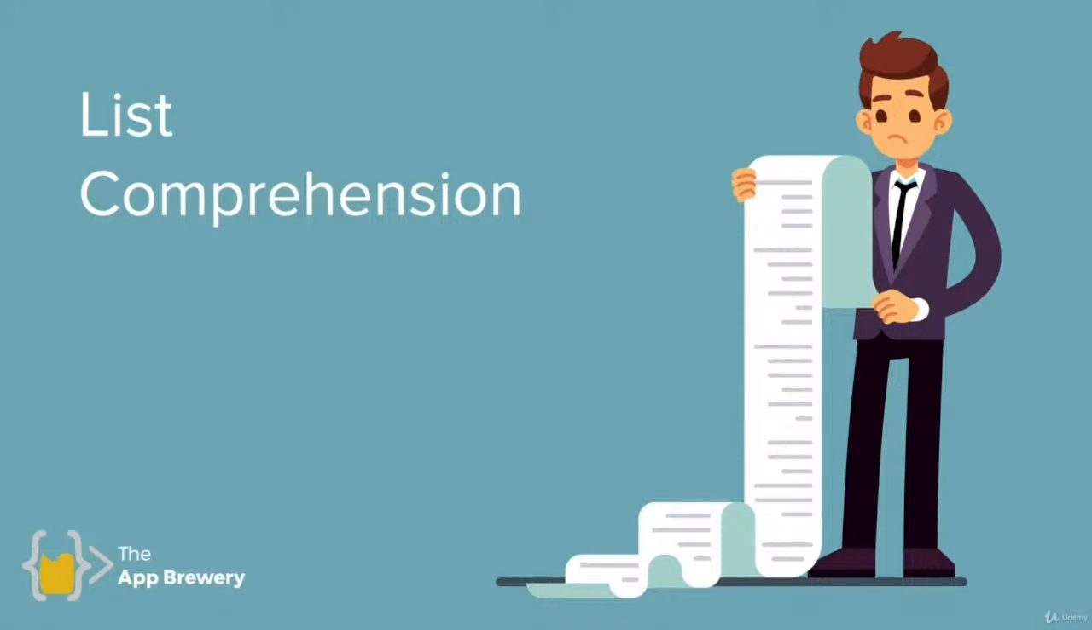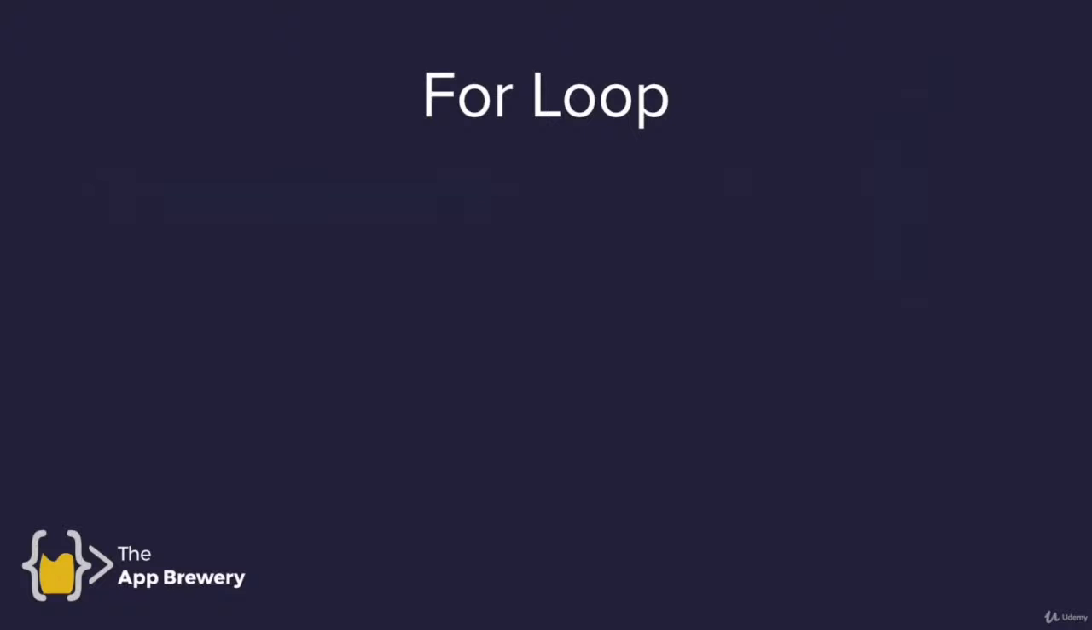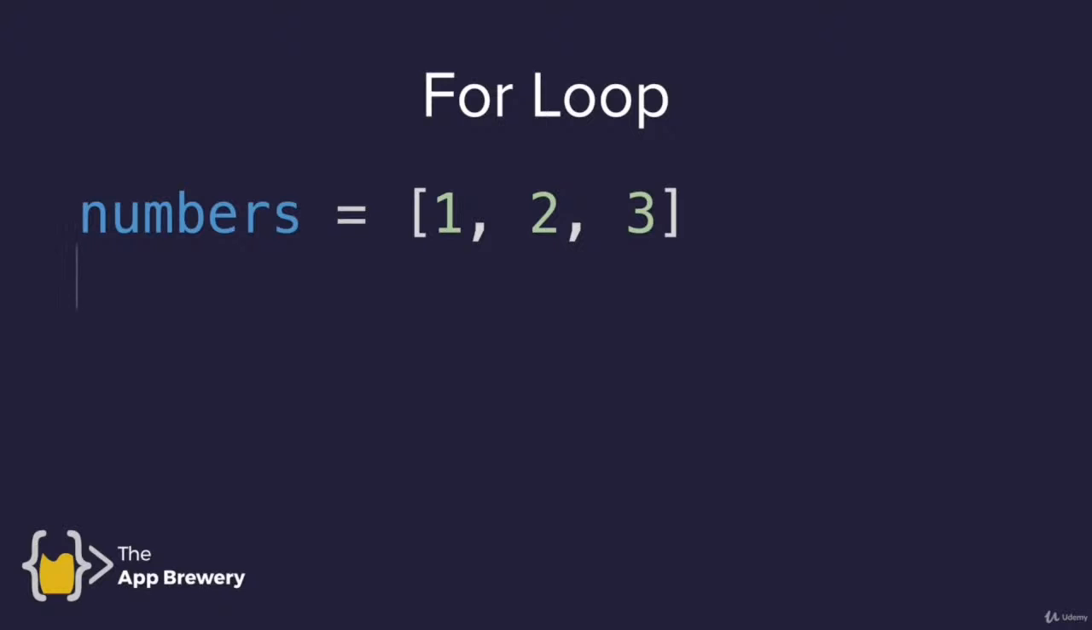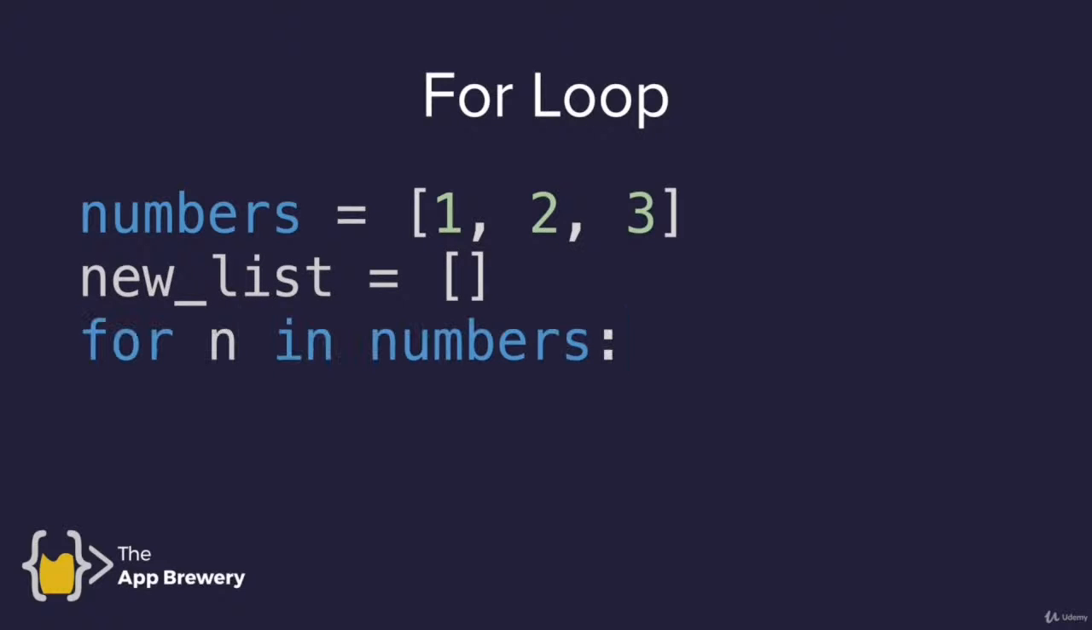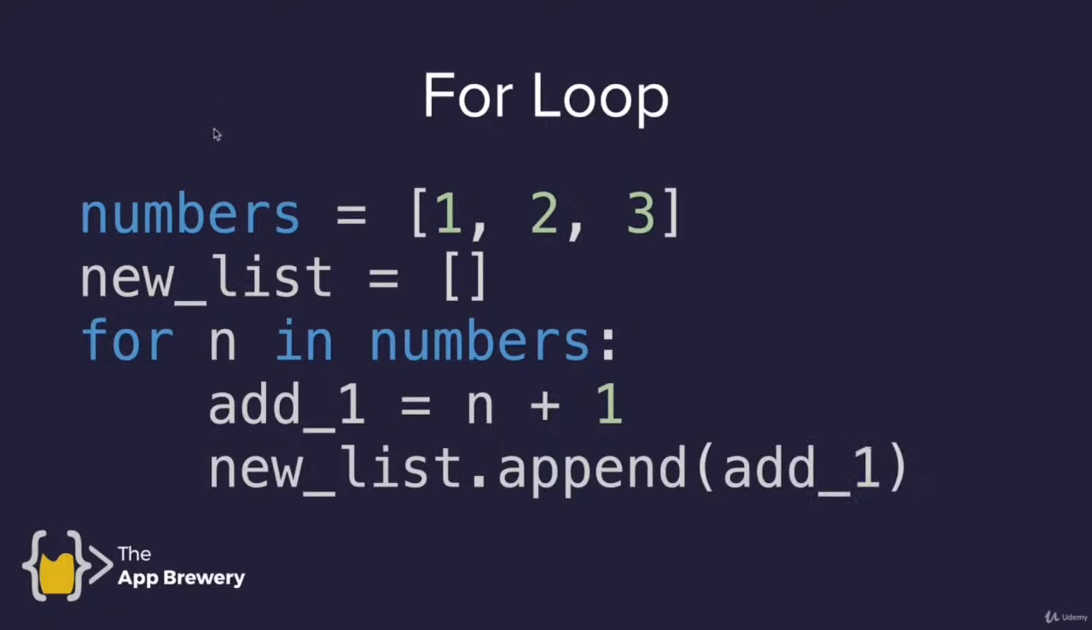So what exactly is a list comprehension? Well, it's a case where you create a new list from a previous list. So far, we've been doing that using for loops. So for example, if I have a list of numbers 1, 2, 3, and I want to create a new list where each number is increased by 1, well then I would use a for loop, creating a new empty list, and then looping through each of the numbers in that list in order to add 1 to each of those numbers. And then I would append each of those increased numbers to my new list.